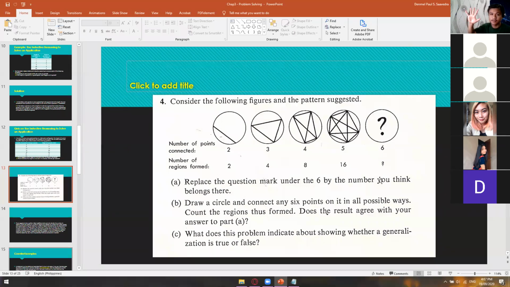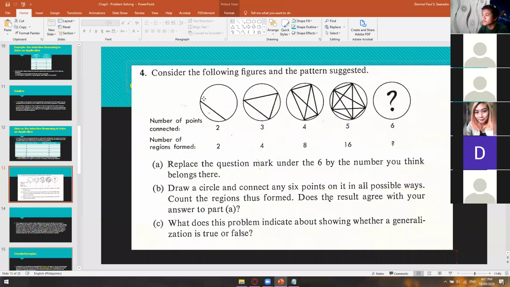Sino nagtatry? Or binilang nyo na lang siya manually dito? Sir, binilang lang po. So, ano sa tingin nyo? 16 po. At least may isa, dalawa, tatlong verification. Now, out of those 4 examples, parang nakuha yung pattern using inductive reasoning.